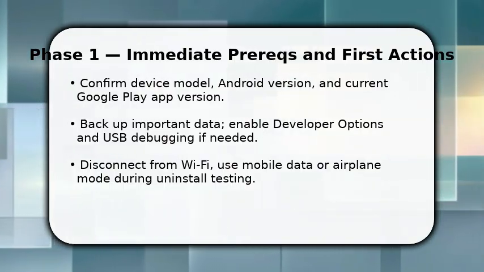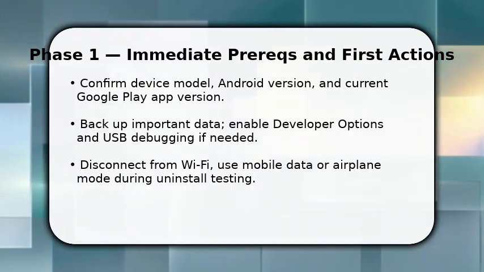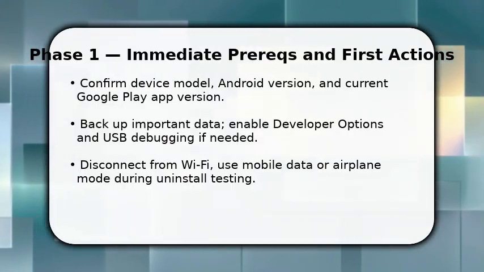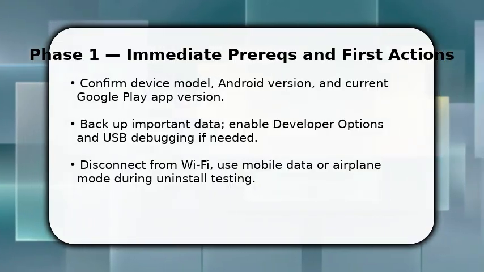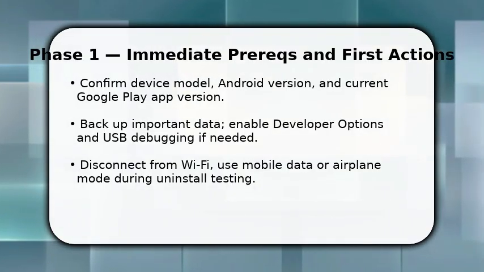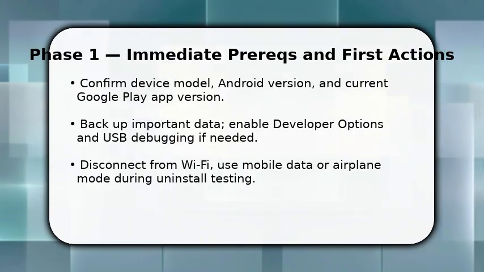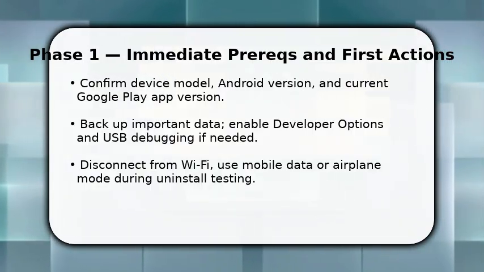Open Settings, go to Apps, find Google Play and any Konami branded app. Make sure you note the exact package name. Do this quickly, because skipping backup complicates recovery. Prepare a restore point if available, and proceed to safe uninstall steps.